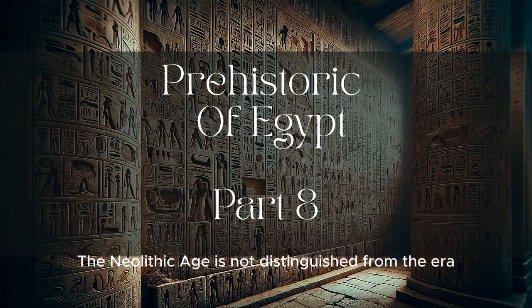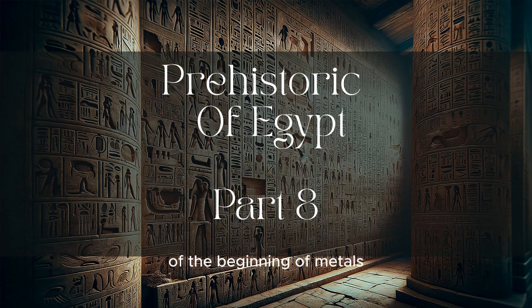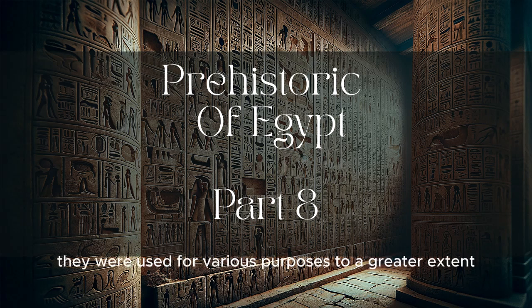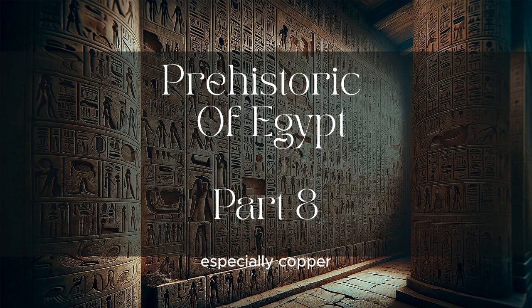The Neolithic Age is not distinguished from the era of the beginning of metals by the presence of different metals in each. In fact, copper and gold were present in both, but in the first era, they were used as decorative objects to a limited extent. In the second era, they were used for various purposes to a greater extent, especially copper, which was used to make tools instead of pottery.